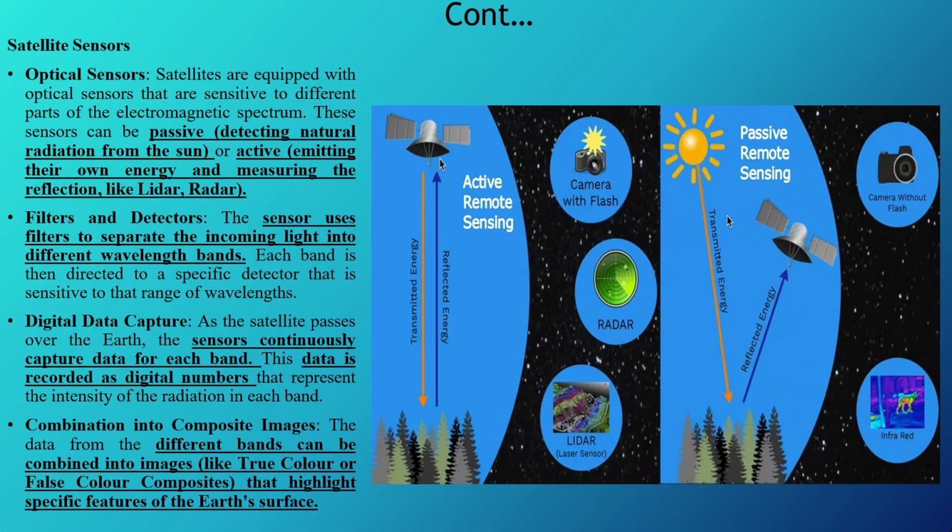The sensor uses filters to separate incoming light into different wavelength bands, and detectors record the intensity of each band as digital numbers. As the satellite moves over the Earth, it continuously captures data for each band. Finally, the data from these bands are combined to create composite images, such as true color and false color composites, which help highlight specific features of the Earth's surface for better analysis and interpretation.